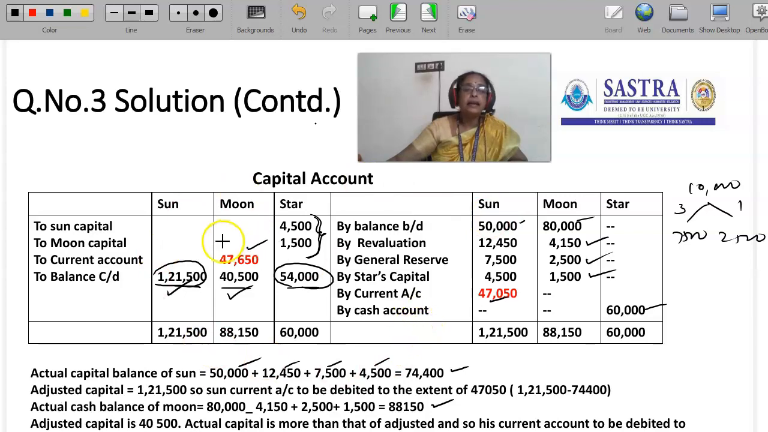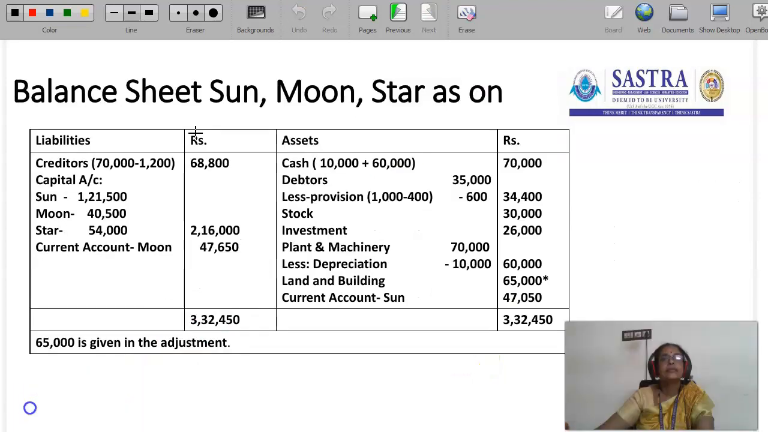So in this way we have to prepare the capital account. The current account of the partners should be credited or debited on the basis of the adjusted capital. This is the balance sheet of Sun, Moon, Star as on 31st. Creditors not likely to arise is 1,200, so that should be debited. 70,000 minus 2,200 is 68,600.